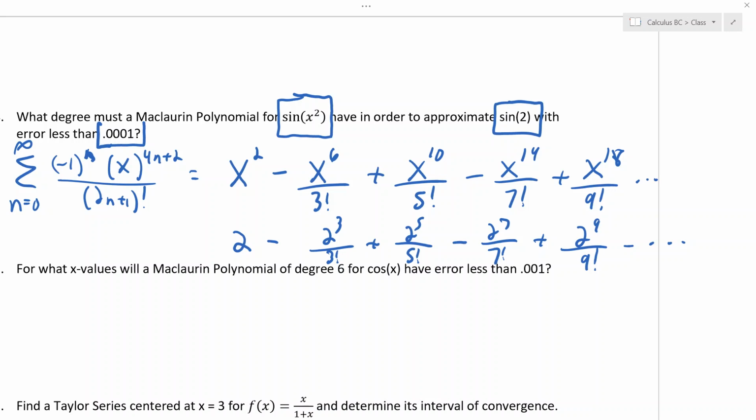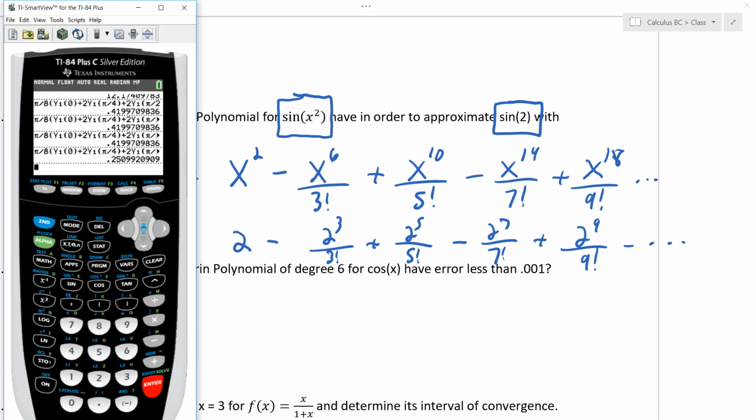So you can do a couple things. You could keep on guessing and checking, like 2 to the 9th divided by 9 factorial, which is 4. So we're not there yet. I can keep on guessing and checking. Or, if I'm super smart, which I am, I can enter in the pattern for this.